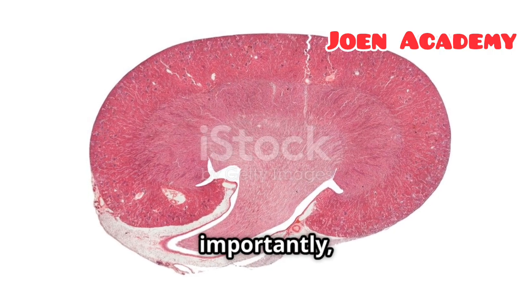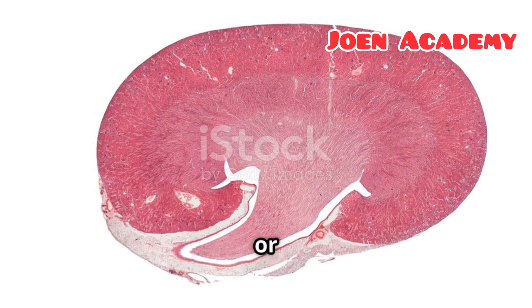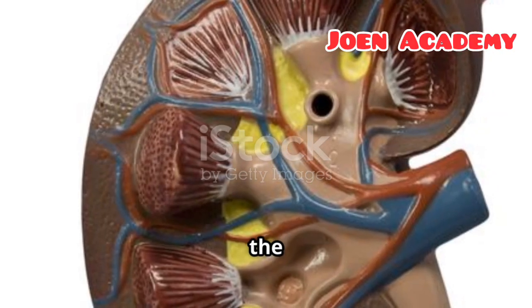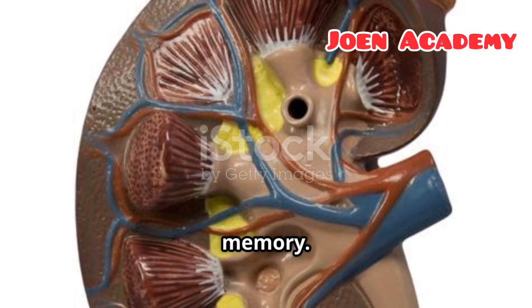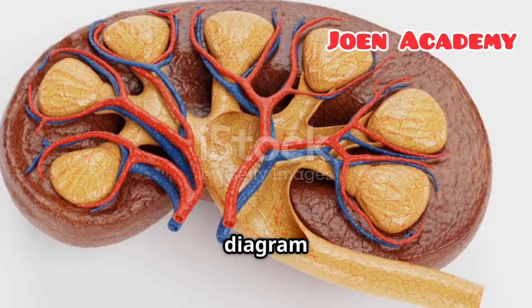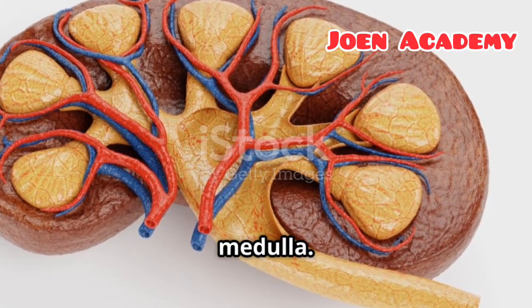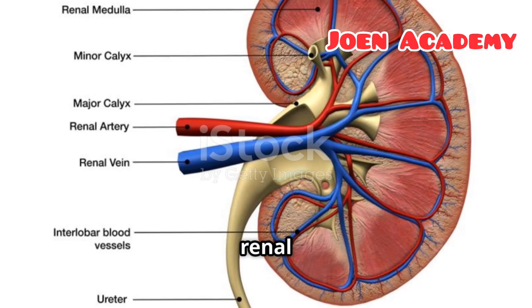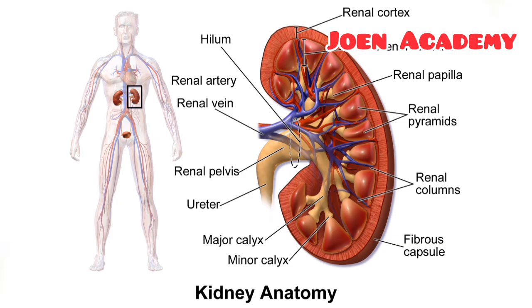First, and most importantly, is a clear labeled diagram of a coronal or frontal section of the kidney. This is your master map of the internal landscape, and you should be able to label it from memory. The coronal section diagram should clearly distinguish between the renal cortex and the renal medulla. It must show the renal pyramids, the renal columns that separate them, and the renal papillae at their tips.